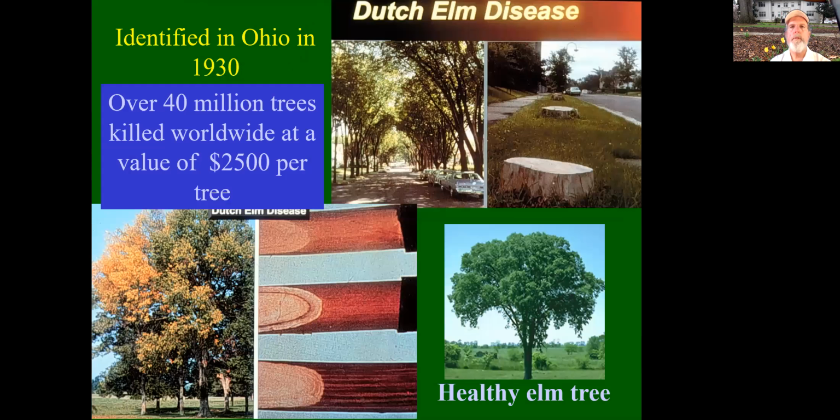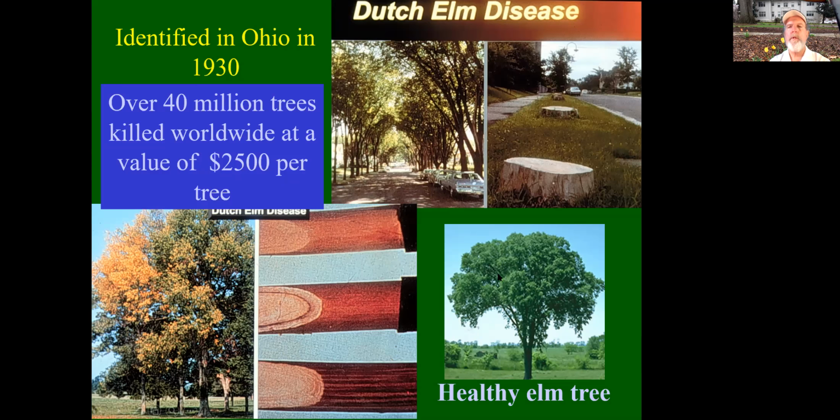Another disease of the past is in about 1930 in Ohio, and throughout everywhere where there's American elm that are grown. You can see how beautiful they were back in the day. They were a great street tree and great for shade. But over a period of time, over 40 million trees have been killed worldwide. And maybe that's a really small estimate. $2,500 a tree probably wouldn't even take the tree out.